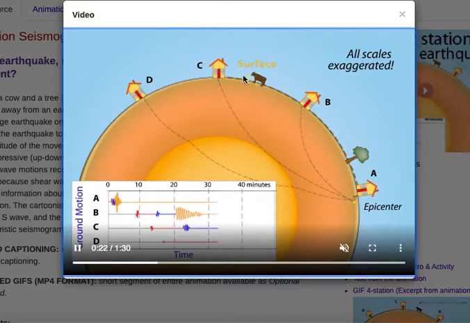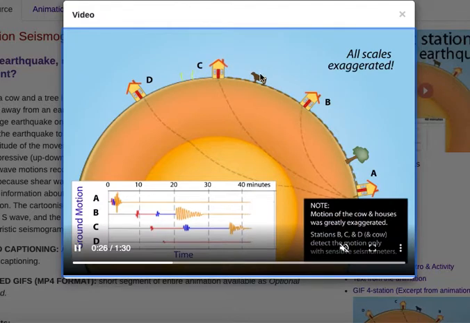Now it's going to rock the cow. And I like how it says here, all scales are exaggerated. So a cow is not this big compared to the earth, which is good because we would not have any space for anything but cows if it was.